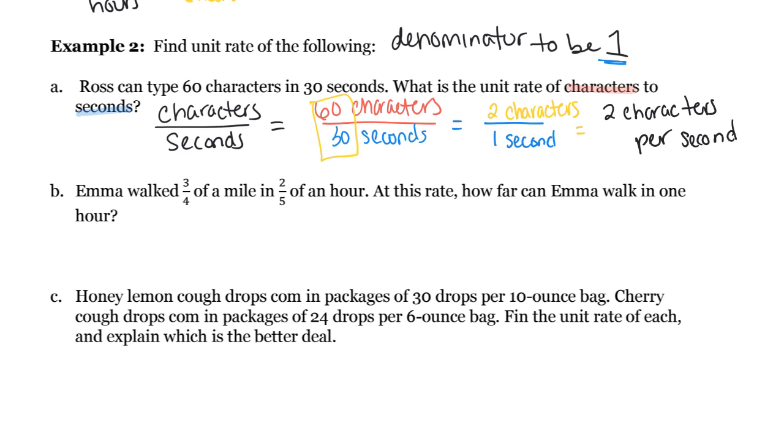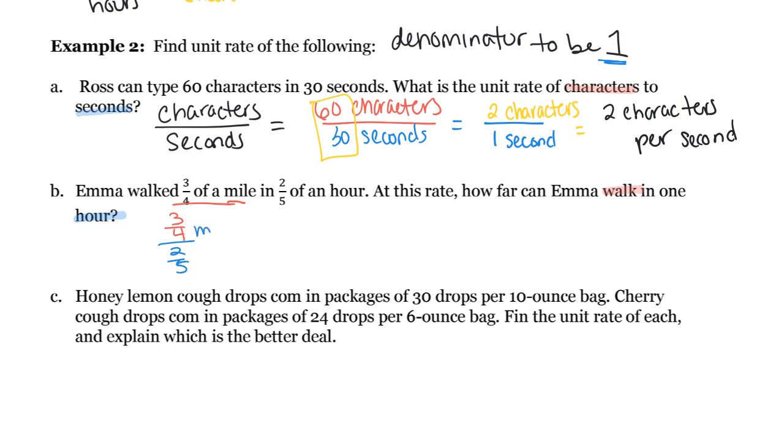All right, so let's go to the next one. The next one, we want how far she can walk in 1 hour. So she walks 3/4 of a mile. So we want 3/4 over 2/5.